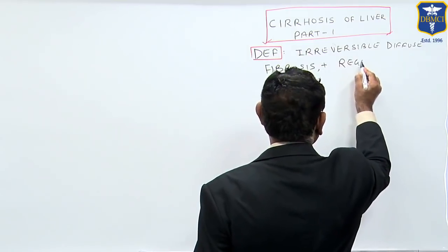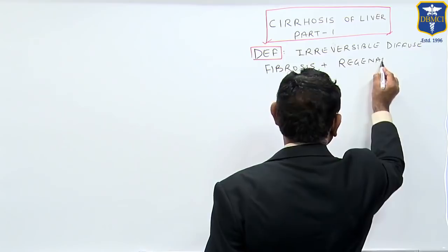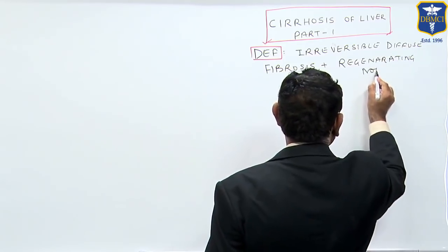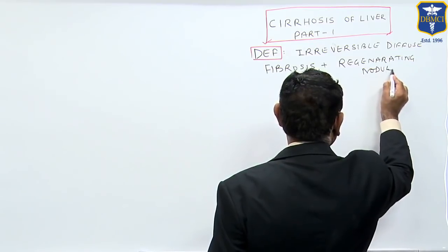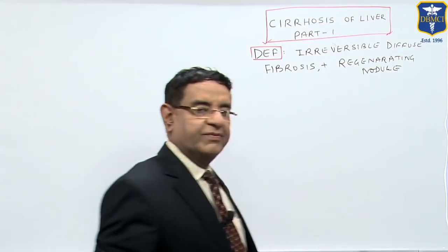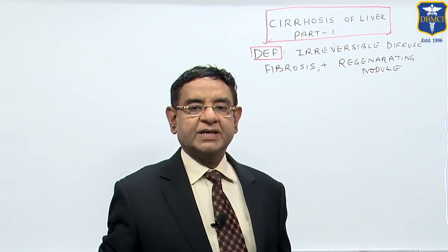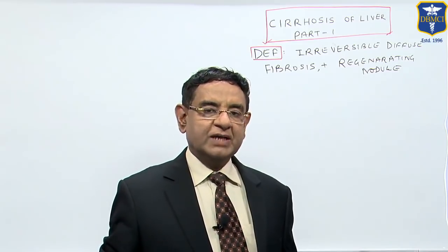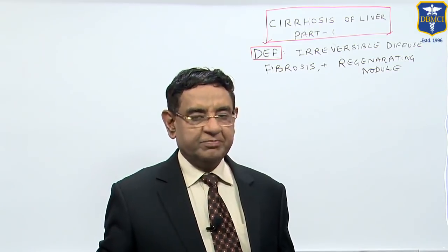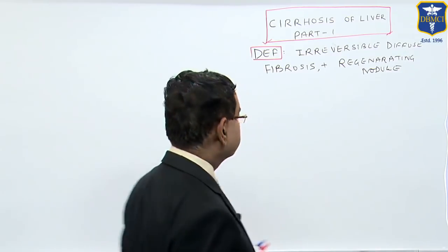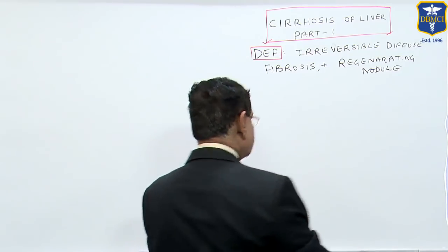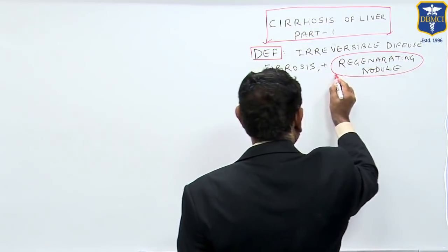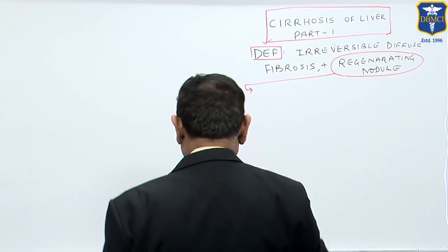Regenerating nodules are made by the liver. You know it very well that liver has an amazing power of regeneration. Even if you remove a large part of liver by surgery, the liver can still regenerate. So now let us focus on these regenerating nodules. What are the hallmarks of this?